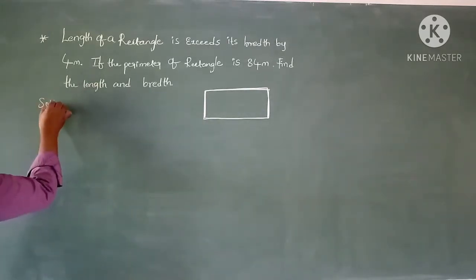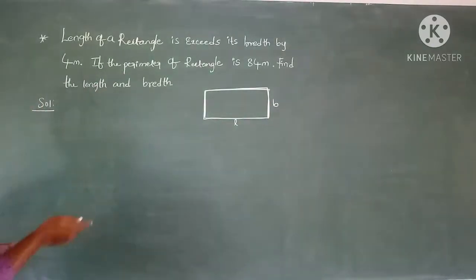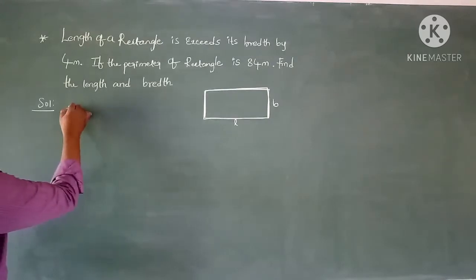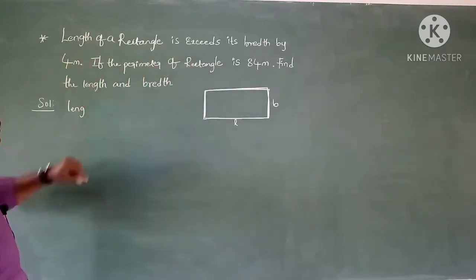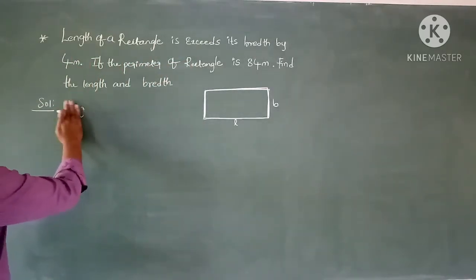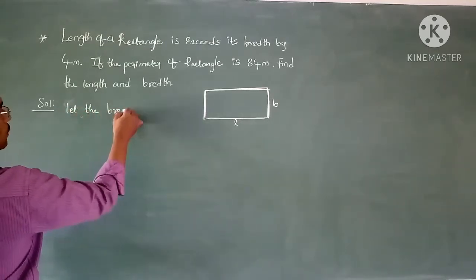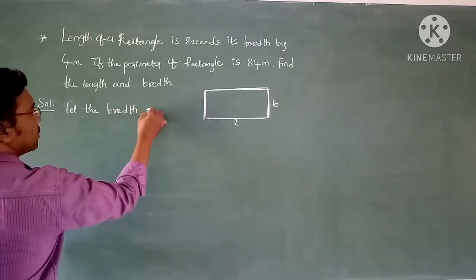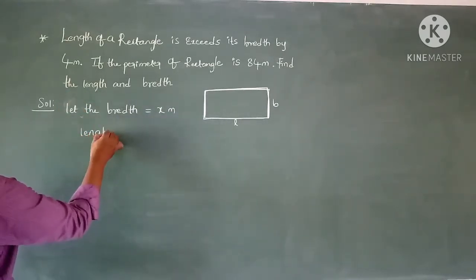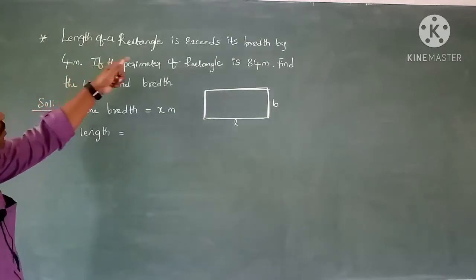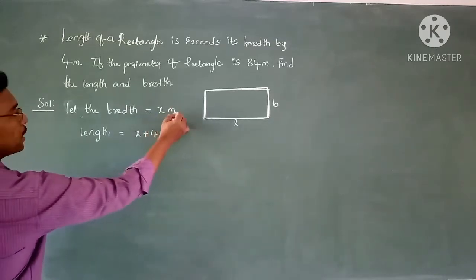See here, this is the length, this is the breadth. We don't know the length and we don't know the breadth. We have to find them. So length of rectangle exceeds its breadth by 4 meters. So first of all we have to consider the breadth as x. So see here, let the breadth be equal to x meters. Length is equal to 4 meters more than the breadth. So x plus 4 meters.